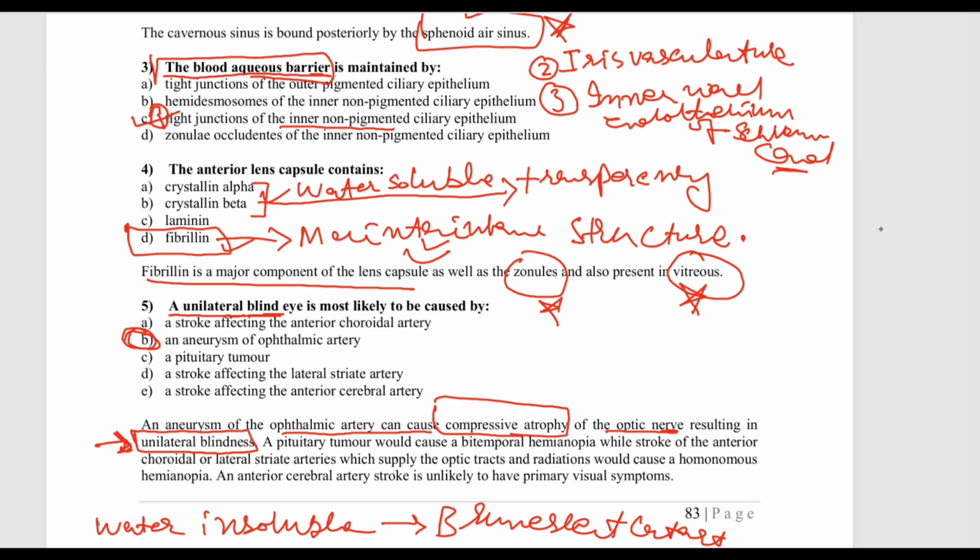While the others will cause different defects. A pituitary tumor will cause bitemporal hemianopia. And a stroke of the anterior choroidal or the striate arteries, which supply the optic tract and the radiation, would cause a homonymous hemianopia. Remember this, very important. While the anterior cerebral artery is unlikely to cause visual symptoms.